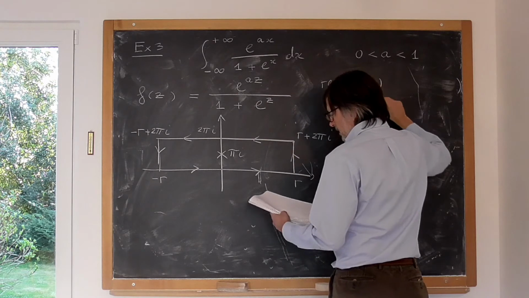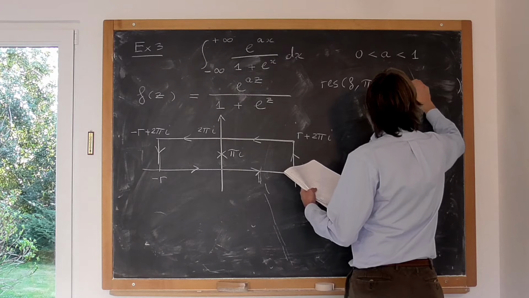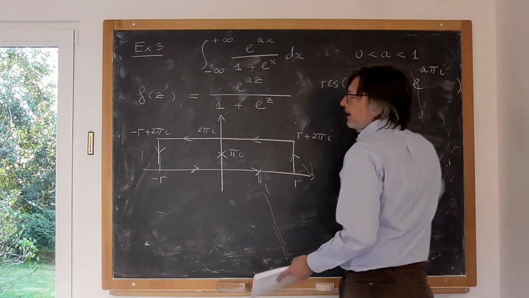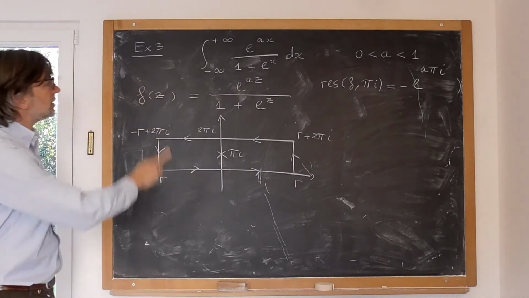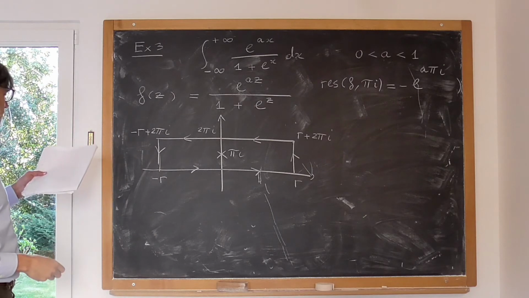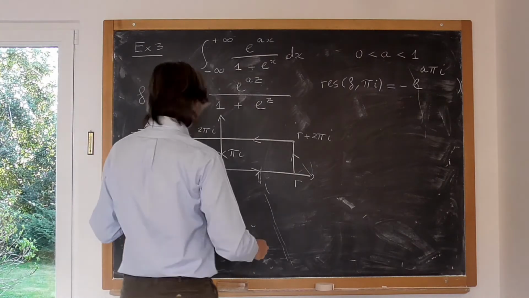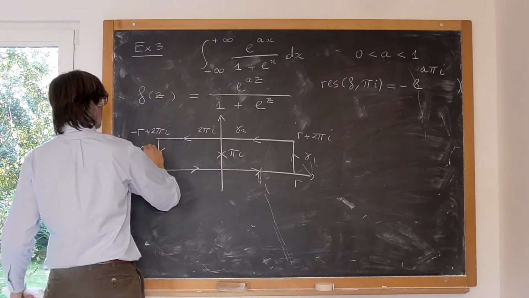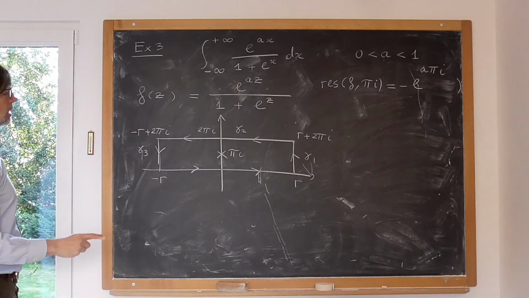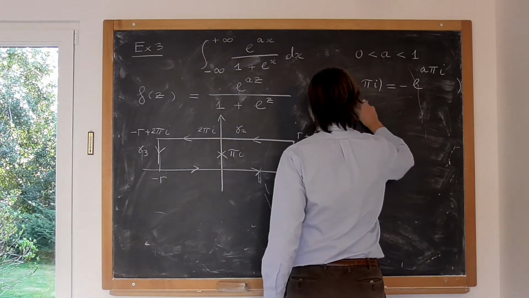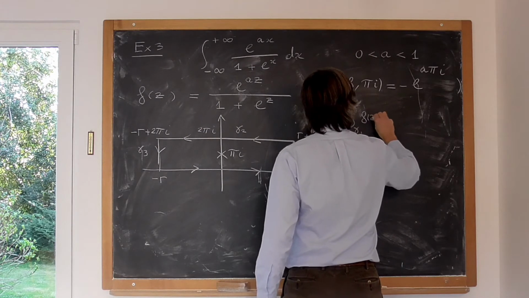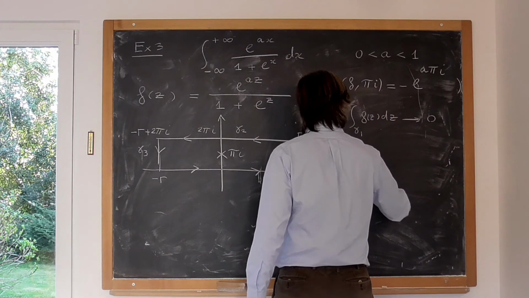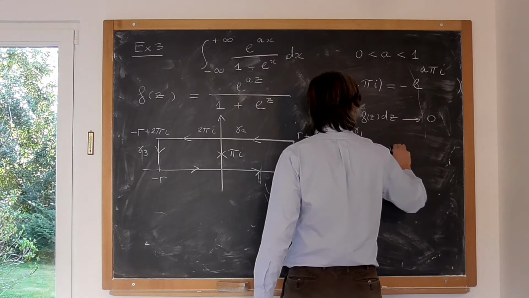Okay? And then you can compute easily that the residue of our function f at such a singularity, pi, is minus a e to the power a pi. It's a simple pole, and this is the value of the residue. Then let's call these sides again gamma 1, gamma 2, and gamma 3. The other thing you can check easily is that the integral over gamma 1 of f(z) dz goes to 0. And the same is true for the integral over gamma 3 of f(z) dz.